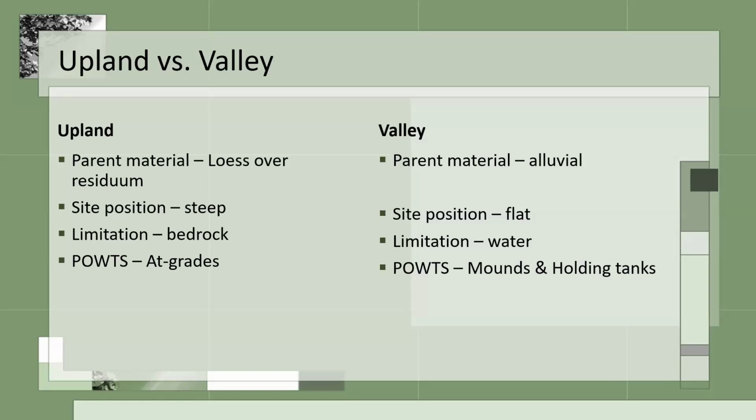At-grades, mounds. And then in the valley, what we're looking at as parent material is alluvial. So we have that washed in material. And then site position is typically flat or relatively flat or only a couple percent slope. Limitation seems to be water for us. And then the POWTS that we typically see would be mounds and holding tanks. So anyway, that's just sort of a breeze through at what the Driftless area looks like, some of the soils that we encounter down there, and what some of the site conditions are that we have.